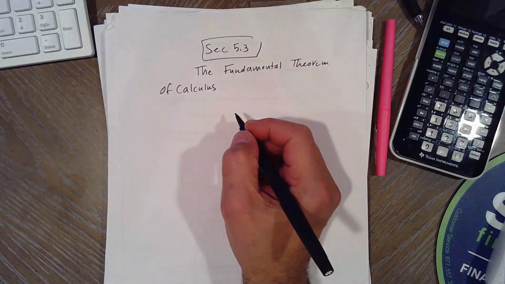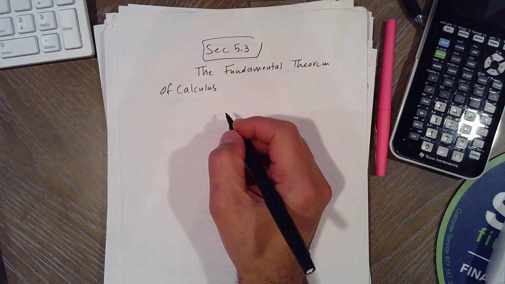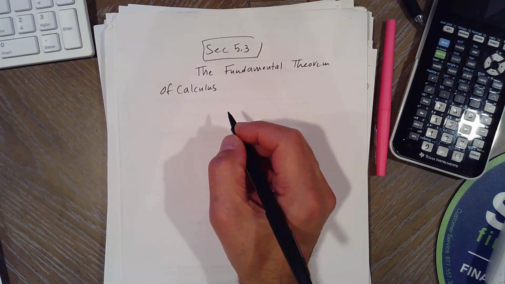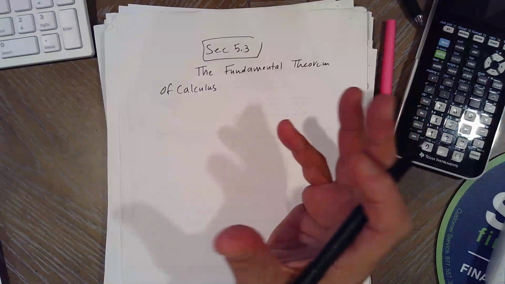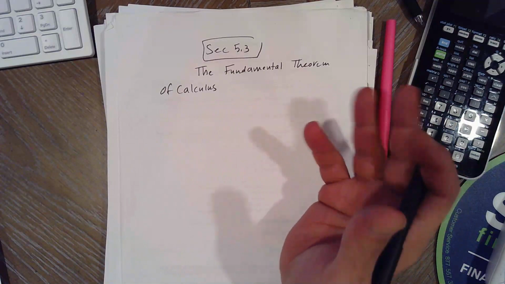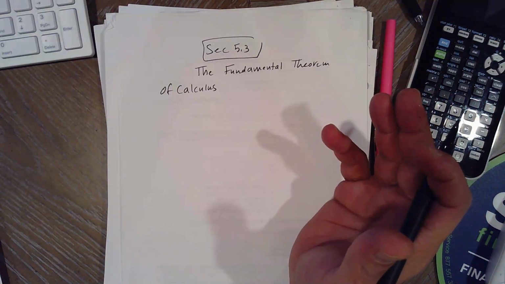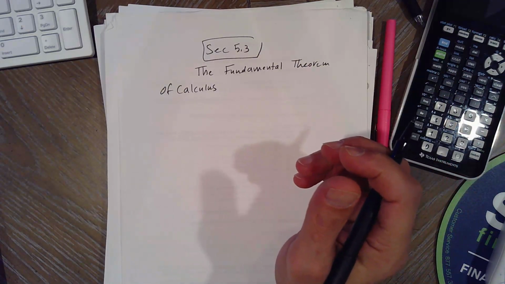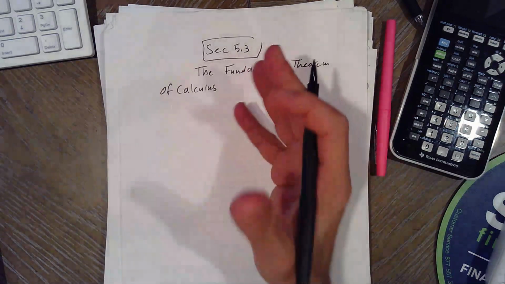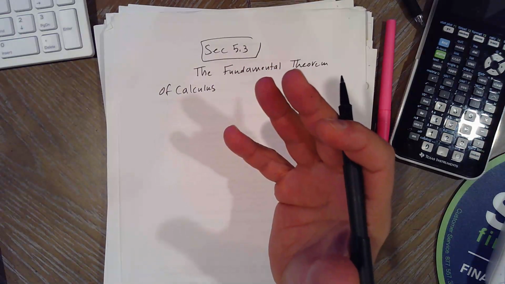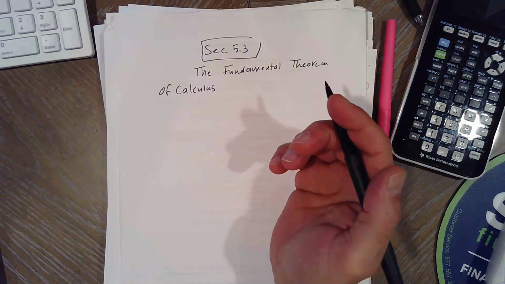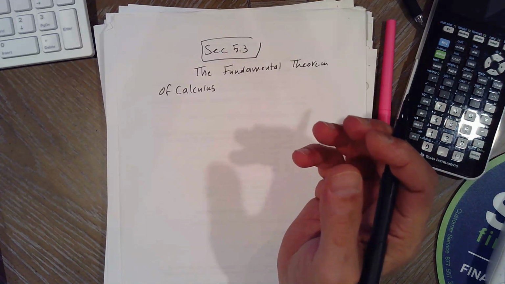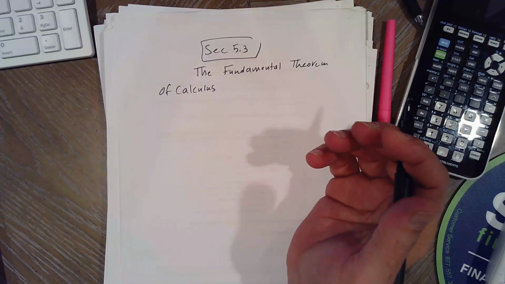There are two fundamental theorems of calculus, part 1 and part 2, and these two theorems establish the connection between the two branches of calculus: differential calculus, represented by the derivative, which we started with the tangent line problem, and integral calculus, which started from the area problem. So this is the section where we combine the two branches.